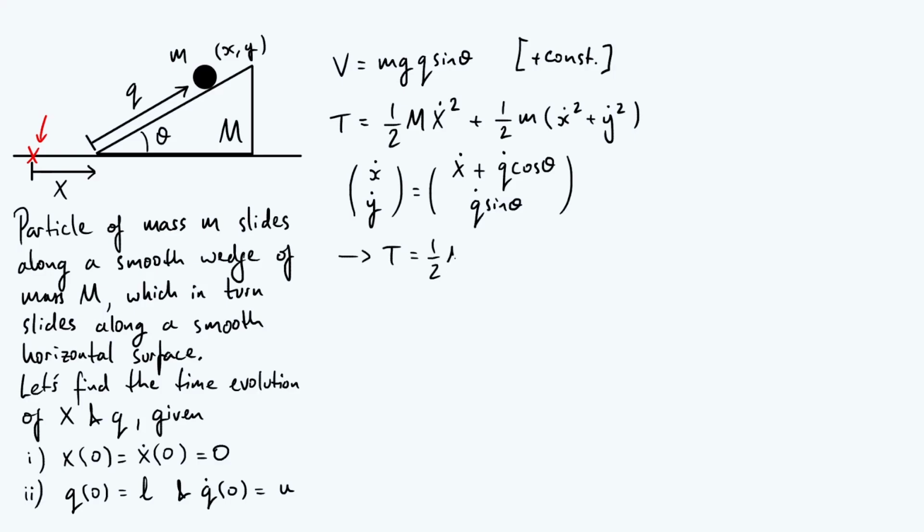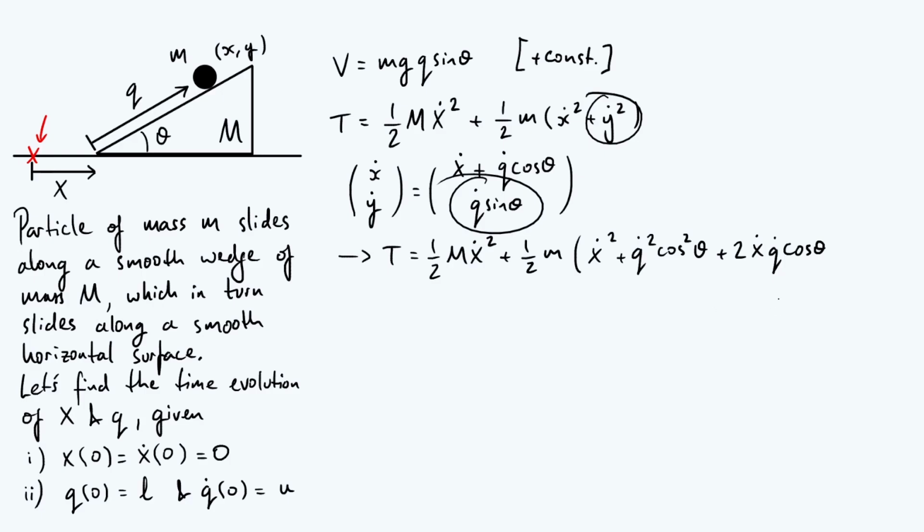You've still got your half big M X dot squared. You've still got your half lowercase m, and then here's where things get interesting. Our x dot squared term is going to be this thing that I've just circled, all squared. So if you square that, you're going to get X dot squared, and you're going to get the other term squared, which is q dot squared cos squared theta, and then you're going to get twice the product cross term, which is 2 X dot q dot cos theta. And then we move on to the y dot squared term, which is just this thing squared. That's straightforward because there's just one term, and so it is just q dot squared sine squared theta.